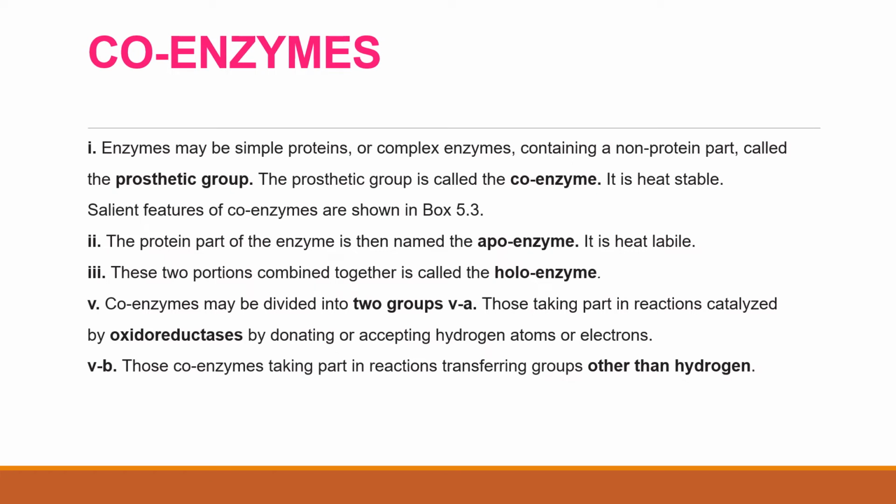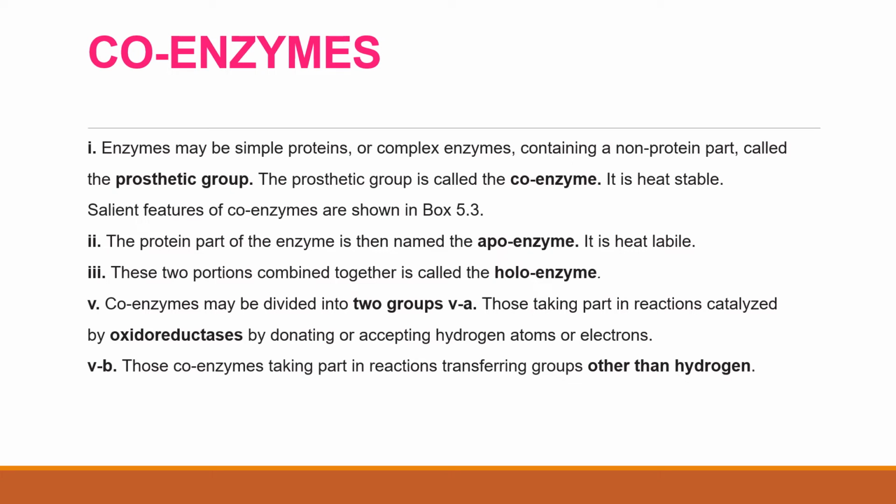So, the protein part of the enzyme is called the apoenzyme. Okay, what else? It has two parts. The prosthetic part is the coenzyme. This is the heat stable part, and the apoenzyme, which is the protein part, is heat labile. That means it is destroyed by heat. Okay, we know that.